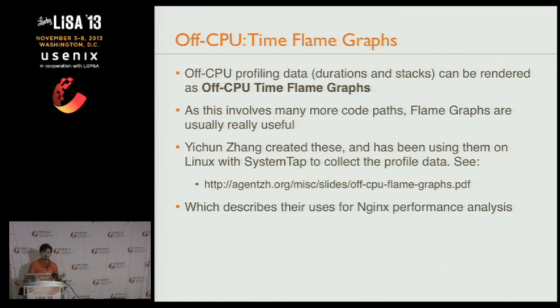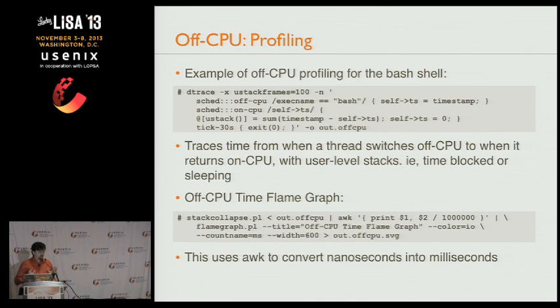Off-CPU profiling data, durations and stacks, can be rendered as off-CPU time flame graphs, which are really cool. Yichun Zhang created these and gave a great talk about them, based on the methodology that I had been promoting, and he's been using them to solve issues already. He had a great talk doing Nginx performance analysis. But with off-CPU latency, there are more code paths, and so very quickly you actually need flame graphs because there are too many things to pick through.